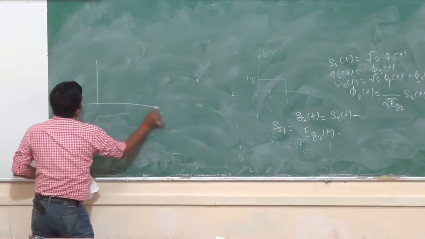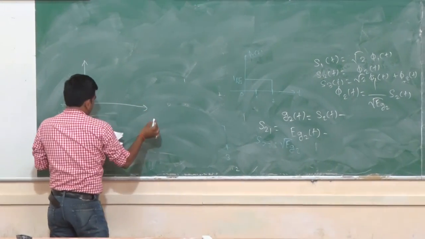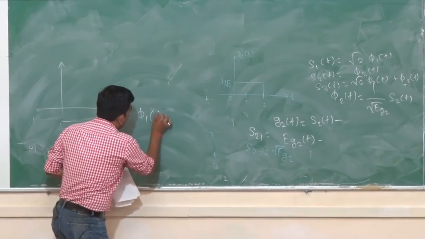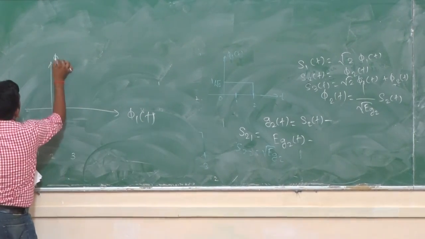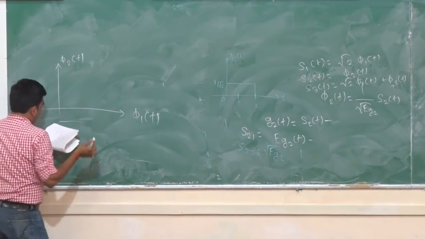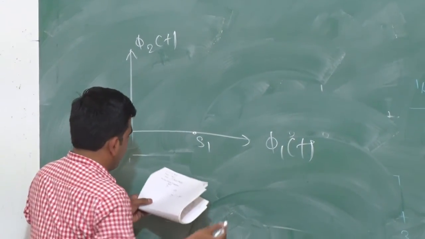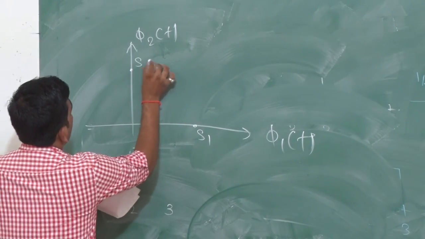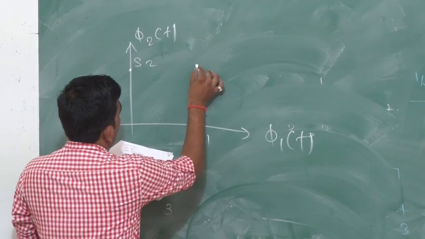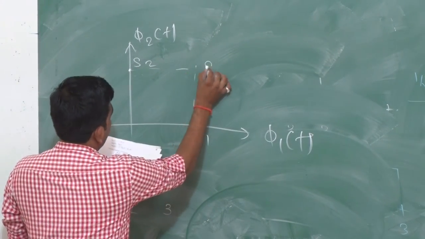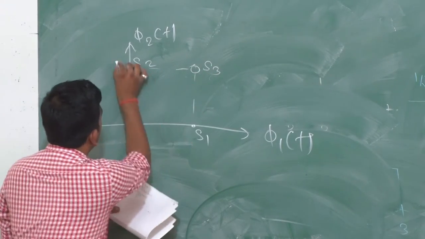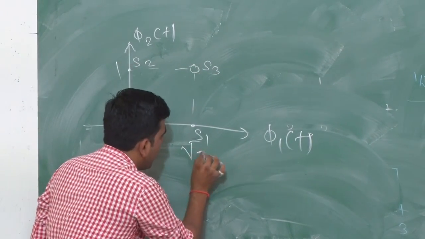So it's a space diagram. Here we have to consider two basis functions, phi 1 of t and phi 2 of t. Here this is your S1, S2, and this one is S3. This value is 1 by root 2.